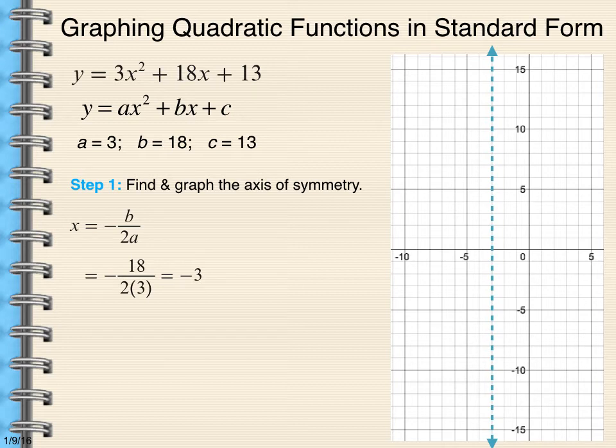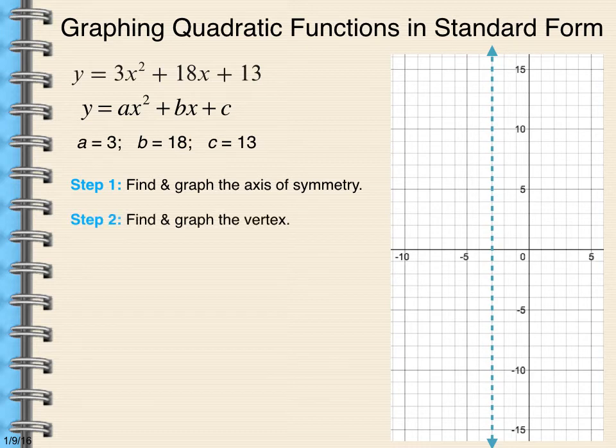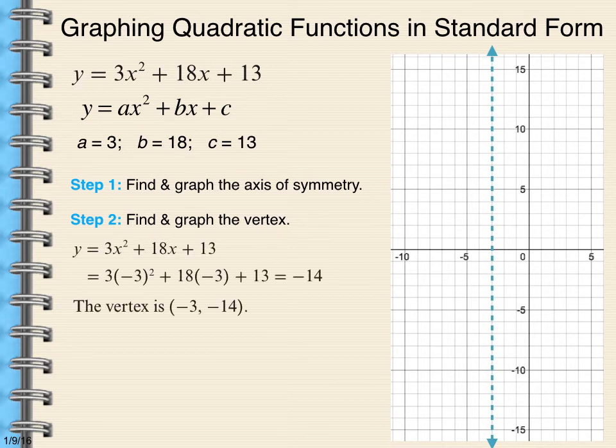Now step 2 is to find the vertex, which I know lies along that line. Let's substitute negative 3 in place of x, and we'll solve for y using order of operations. I get negative 3, negative 14. So it just fits on this curve.